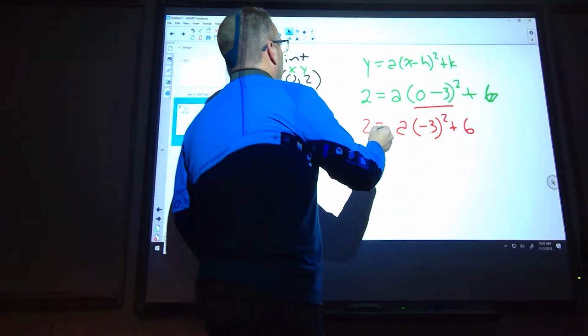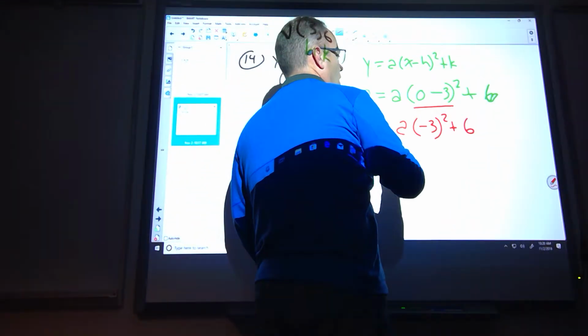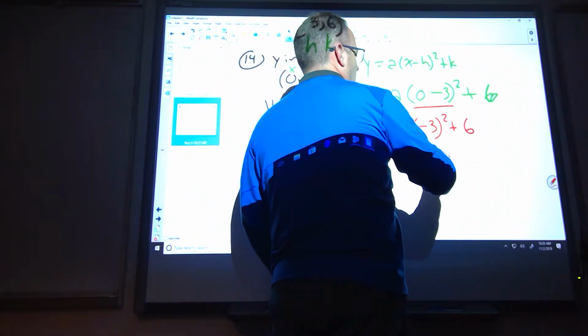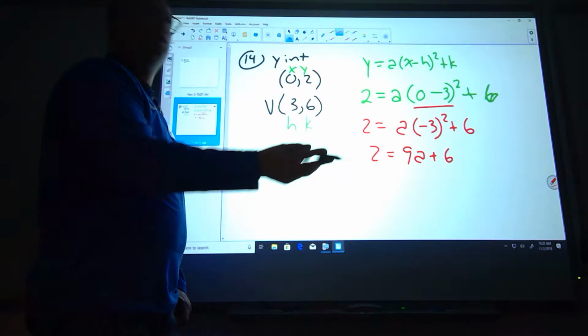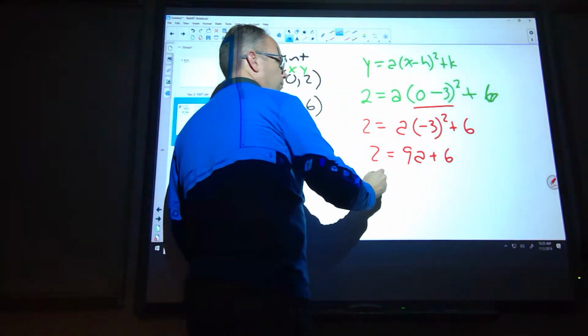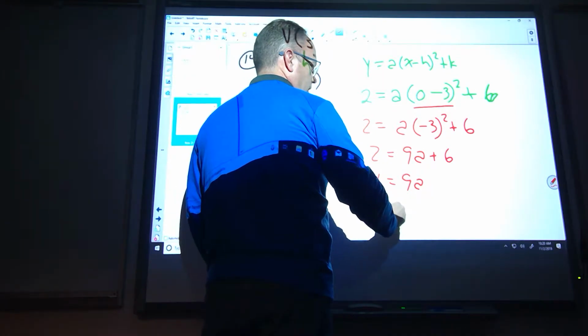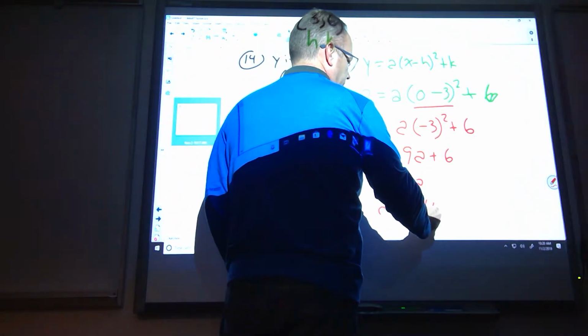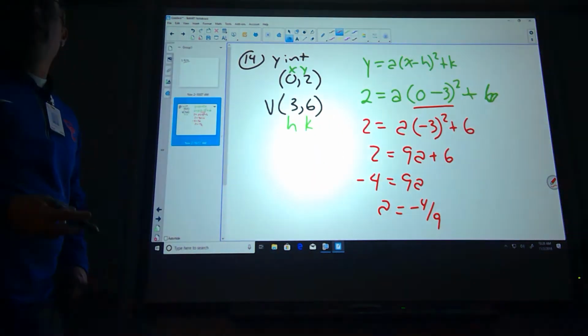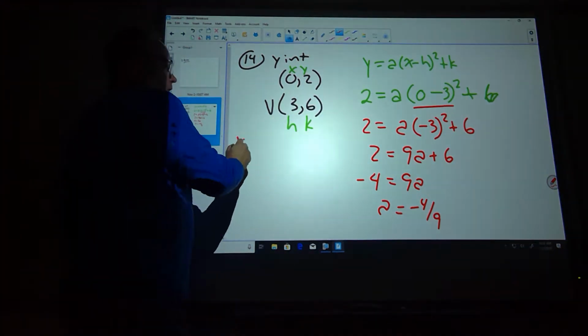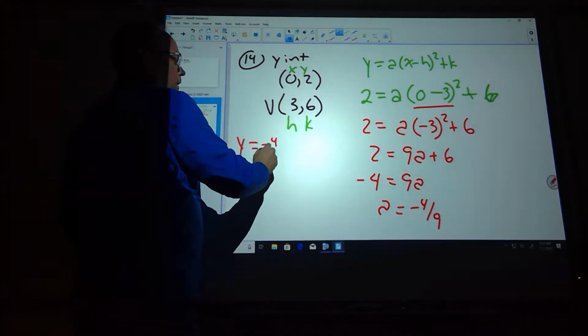So we know how to do this. You just told me how to do this. So you know that this is going to give me 9a plus 6. Is that okay? Subtract 6. And so I find that A is equal to negative 4 over 9. And that would be pretty tough to pattern graph that. So my equation is this.